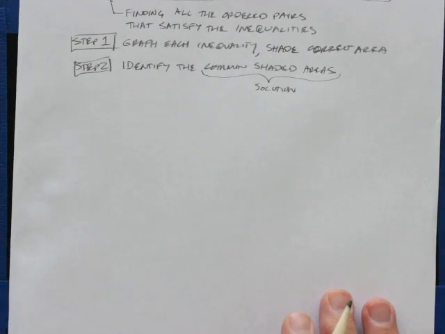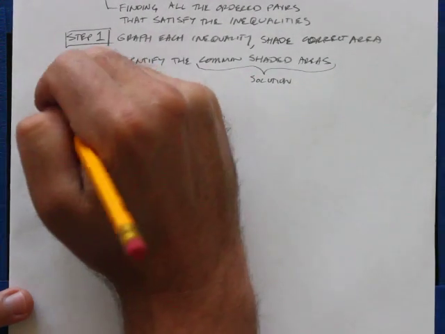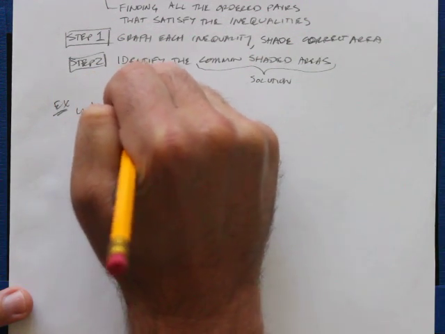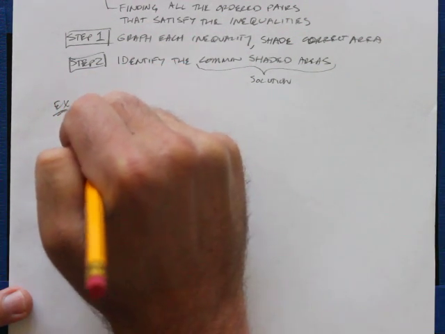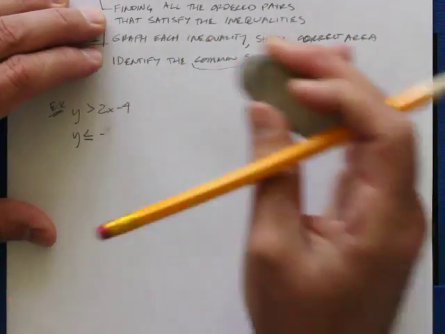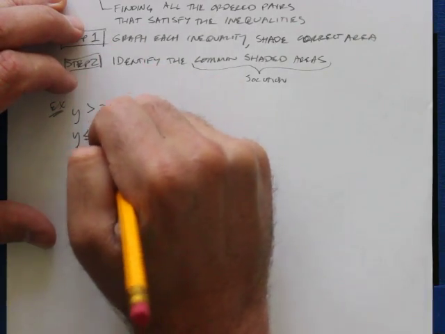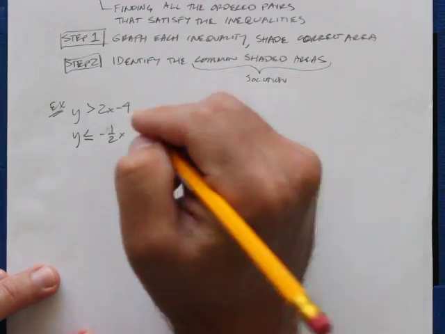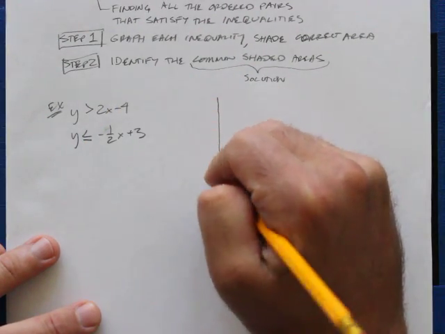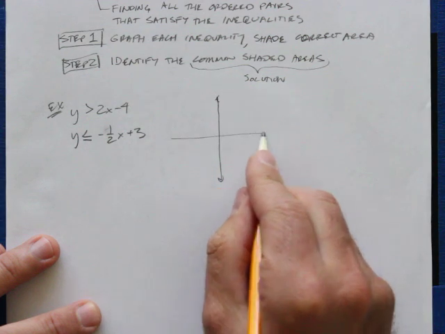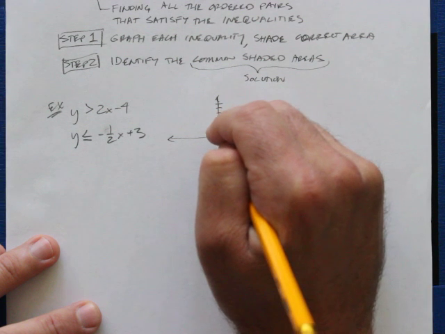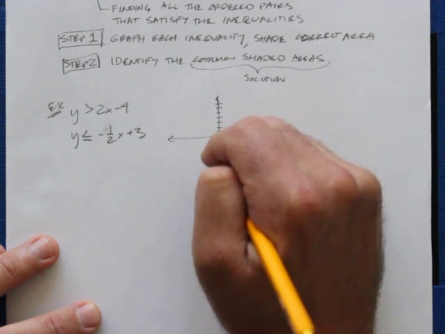All right, let's see what we're talking about here. Here's an example. I've got y is greater than 2x minus 4, and I've got y is less than or equal to negative 1/2 x plus 3. So let's make a coordinate plane.